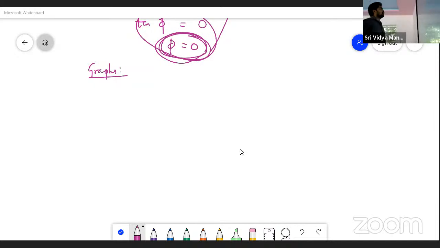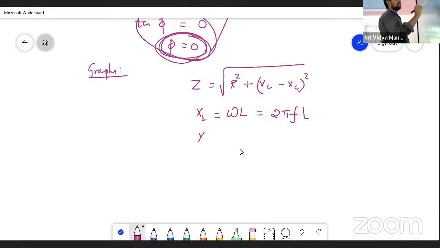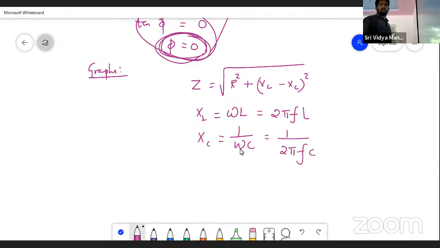Okay, now we are discussing some graphs also. A big graph. See, the impedance of the circuit is Z equal to the square root of R squared plus (XL minus XC) whole squared. XL is equal to omega L, which is equal to 2 pi FL. And XC is equal to 1 divided by omega C, which is equal to 1 divided by 2 pi FC.